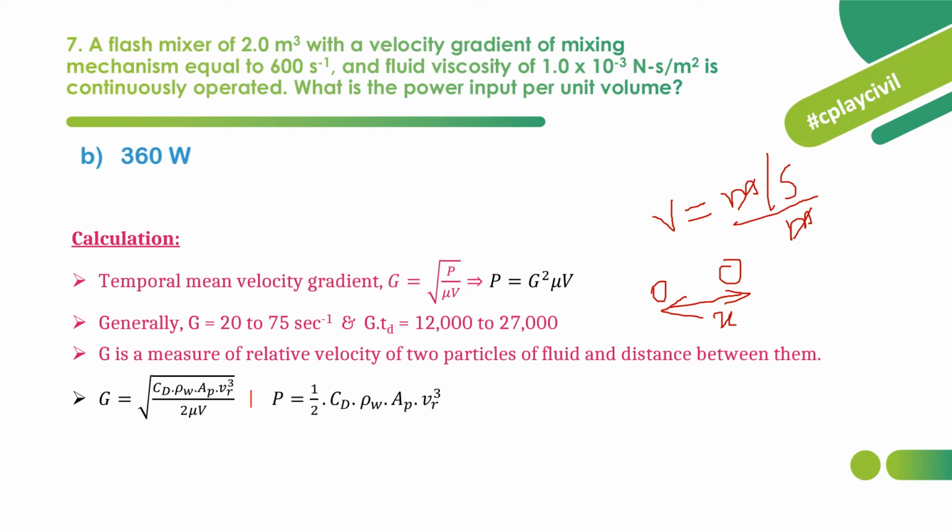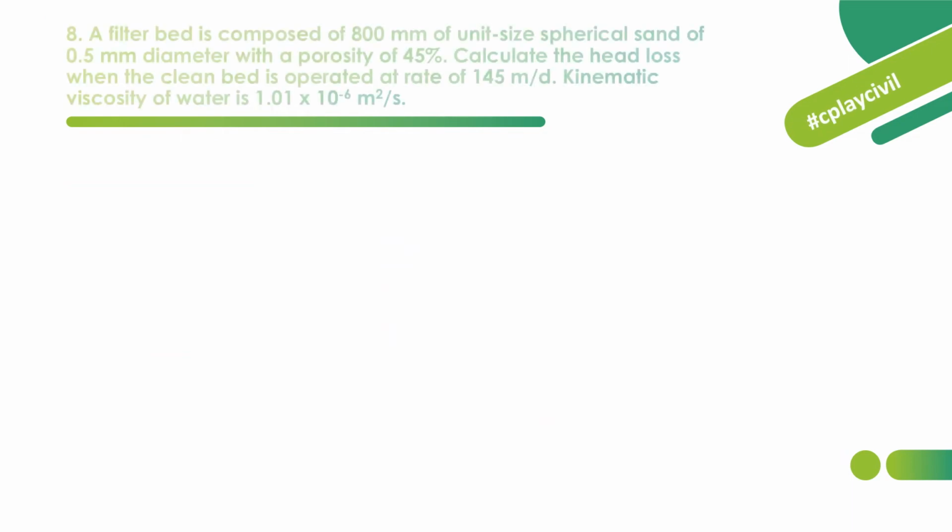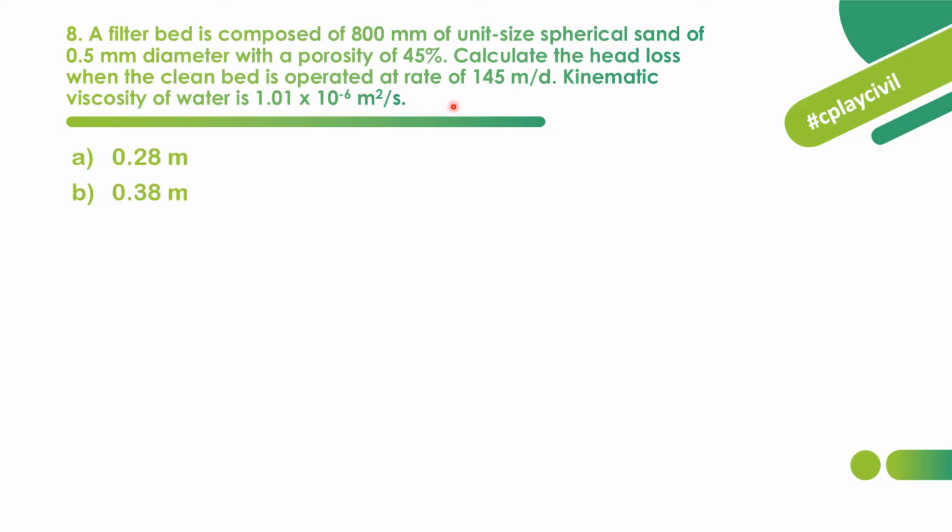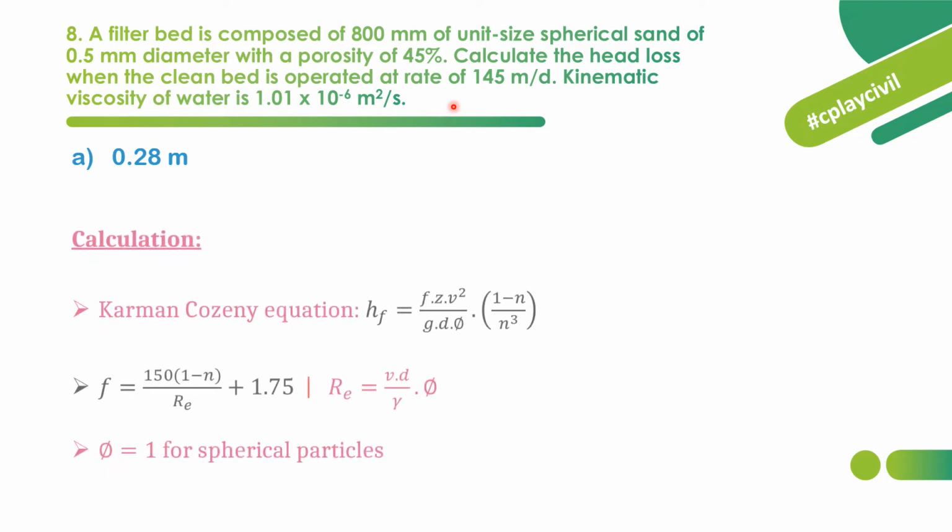Now let's move on to the 8th question. A filter bed is composed of 800 mm of unit size spherical sand of 0.5 mm diameter with a porosity of 45%. Calculate the head loss when the clean bed is operated at a rate of 145 meter per day. Kinematic viscosity of water is given. So here we have to find the head loss. We have to follow the kinetics of fluid or kinetics of sedimentation. That concept has to be followed here so that we can find the head loss. Here the answer is option A, 0.28 meter.